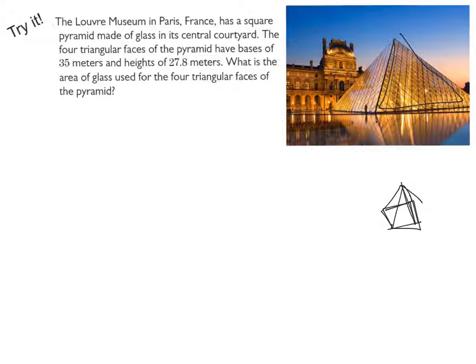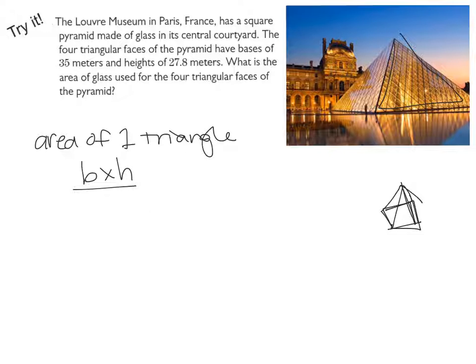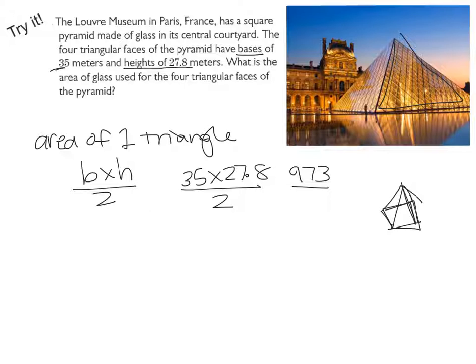So I'm going to find the area of one triangle first. Now the area of a triangle is base times height divided by 2. My base is 35. My height is 27.8. And I'm going to divide it by 2. Here's where I pull out my calculator. 35 times 27.8 is 973. Oops. Divided by 2.